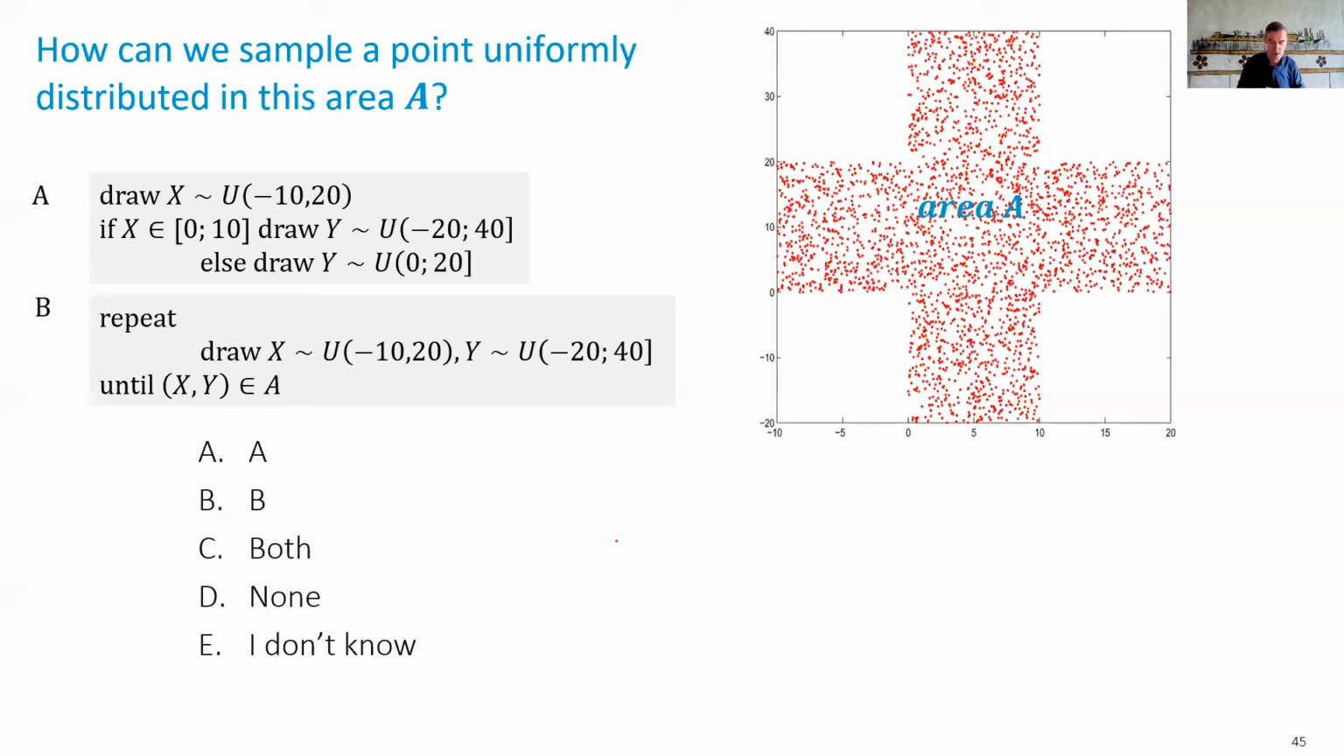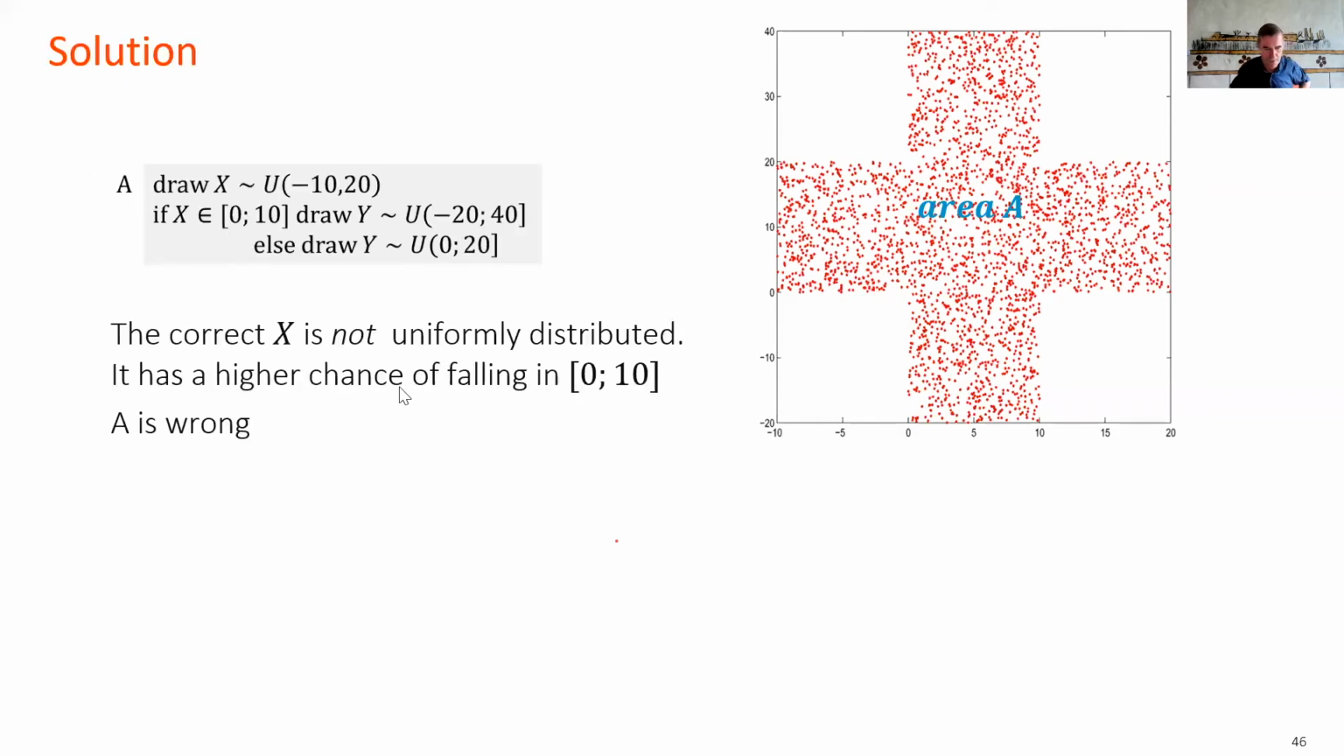And the reason we see this very simplistic example is because of the intuition it gives about what happens in reality. So we have two things to understand: first, why is A wrong, and second, why is B correct? Those two things are interesting per se. So why is A wrong? Well, if I draw X at random between -10 and 20, I do that uniformly. And I keep X. So X should be the first coordinate of my point.